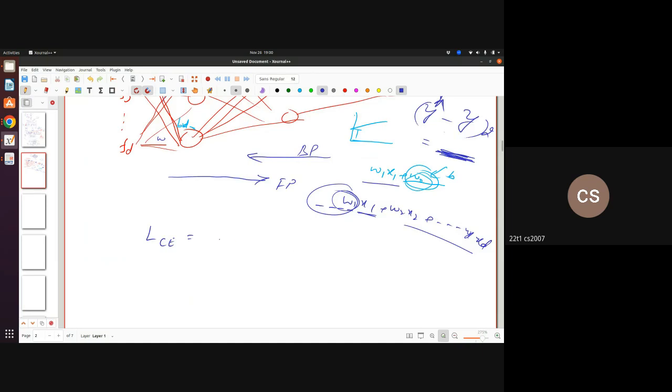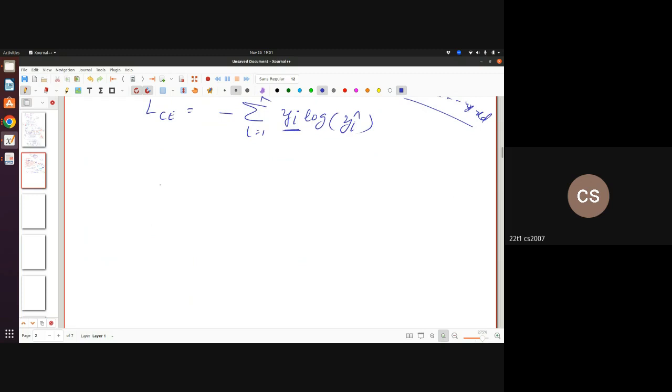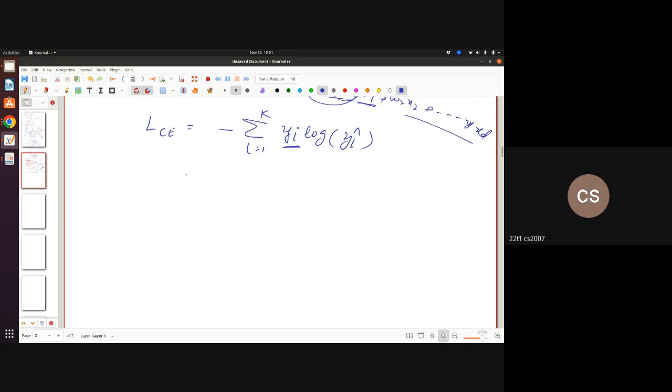Cross entropy loss, you can write as minus sigma of, let's say there are k classes, i goes from 1 to k, yi log yi hat. So yi is the actual value corresponding to the ith class. In case of multi class classification, the output will be something like this, right? If there are 3 classes, 1 0 0, and let's say your model produces something like 0.8, 0.1, 0.1, right?